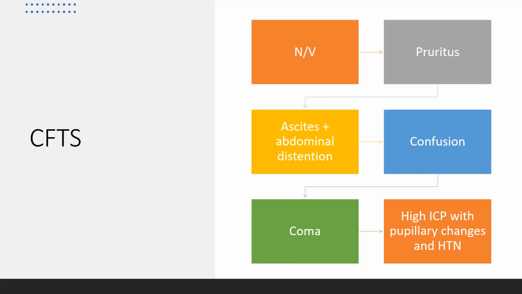Part of the clinical features will include nausea and vomiting, pruritus, ascites evident by abdominal distension, confusion, coma, increase in intracranial pressure with pupillary changes, and hypertension.